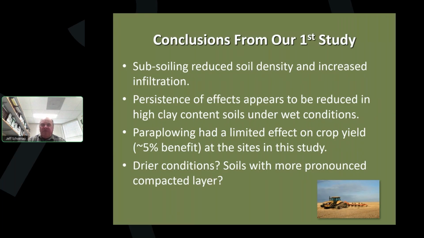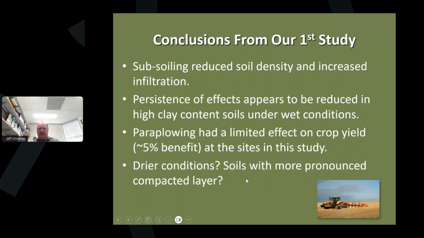A limited effect on crop yield at the sites in this study, but I also have to say as well that really those sites, we set our plots up kind of in the middle of the field, away from any kind of wheeled traffic area. And when you looked at the penetrometer resistance values, they really weren't above the threshold value to begin with. So it leads to the question, what could be potential benefits of this subsoiling then under drier conditions, and looking at soils with a more pronounced compacted layer, maybe in specific areas of a field.